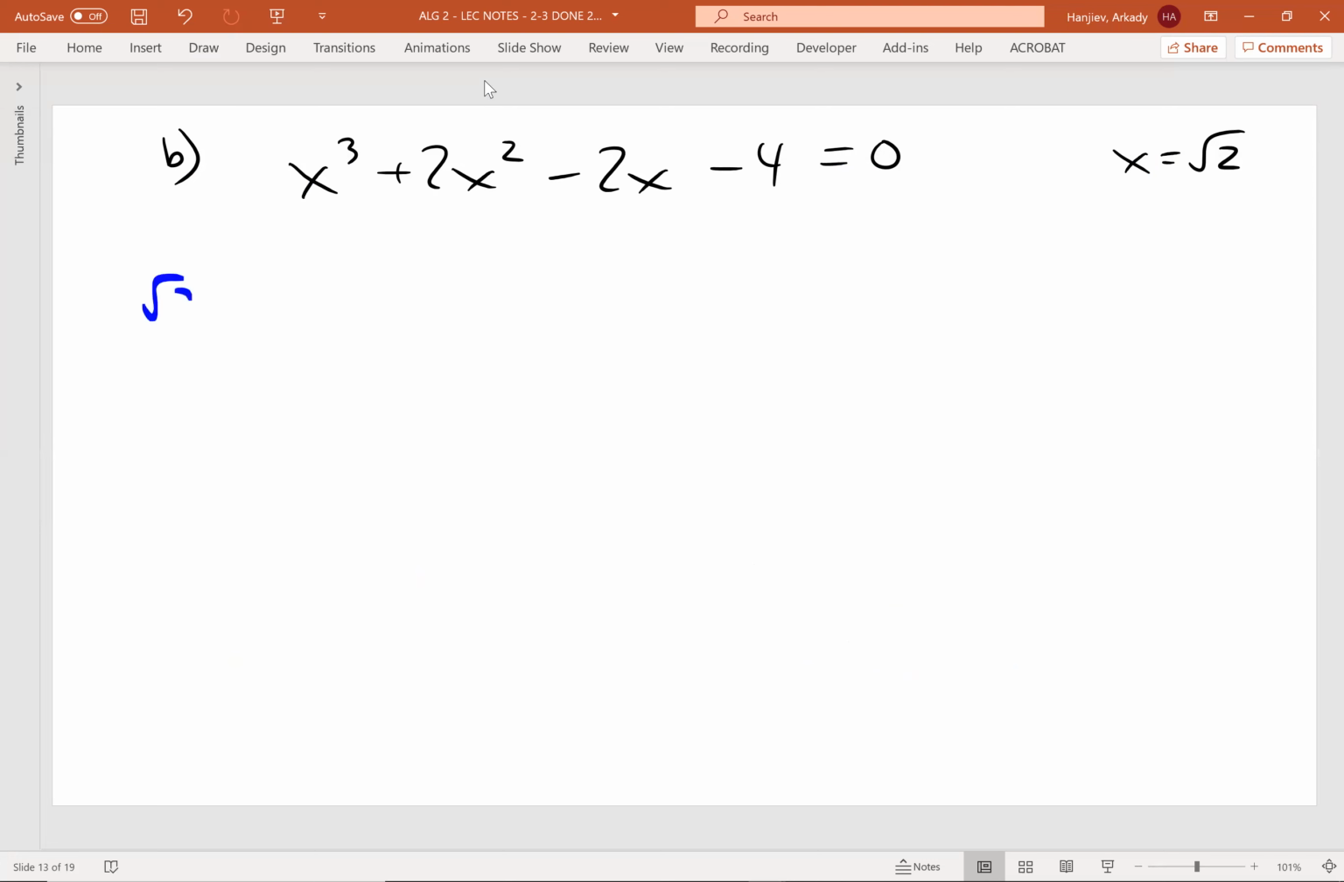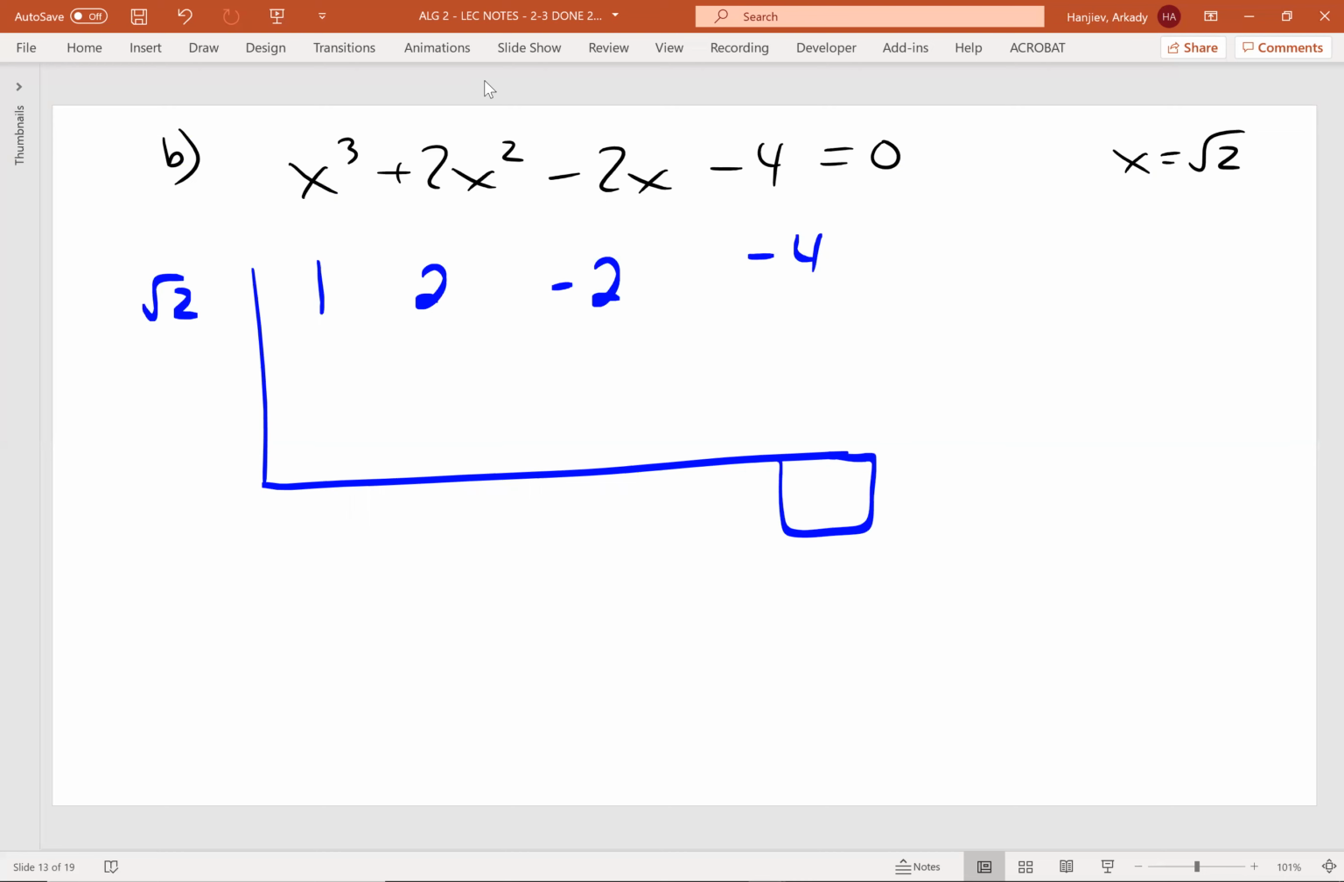Okay, square root of 2 on the outside. And the way we begin, let's go. Okay, I need numbers on top. 1, 2, -2. Perfect. Okay, and then my little box for remainder. Bless you. And bless you.